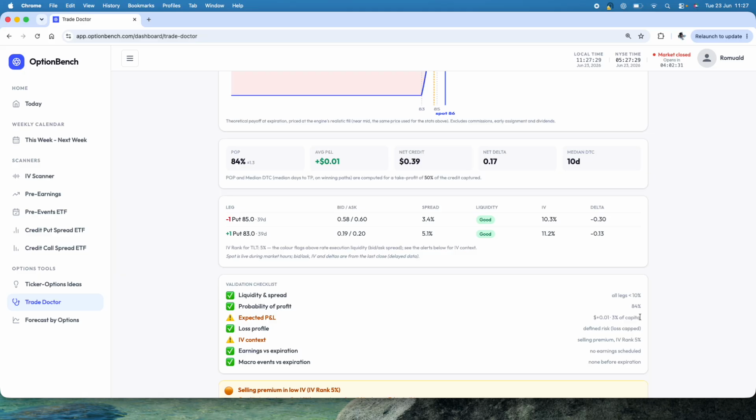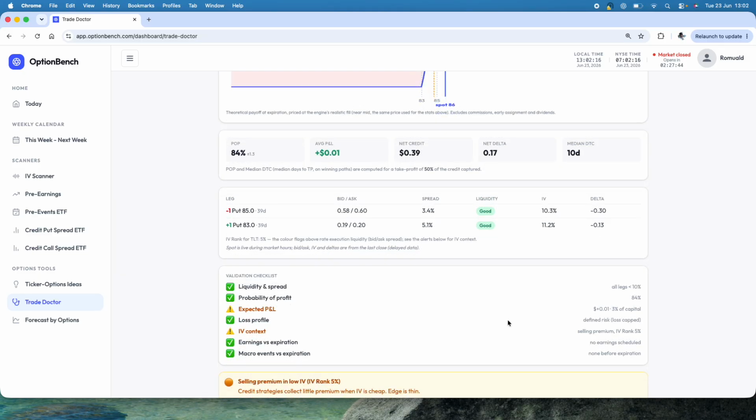And there is a second flag, IV context. IV is implied volatility. So you'd be selling premium with an IV rank of 5%. That means implied volatility is near the bottom of its range. There's almost no premium to collect. The alert spells it out: credit strategies collect little when IV is cheap, so the edge is thin. Two cautions. Neither is a hard red flag, and the tool says so. It lands on some cautions to review, but together they tell you the 84% is hollow.